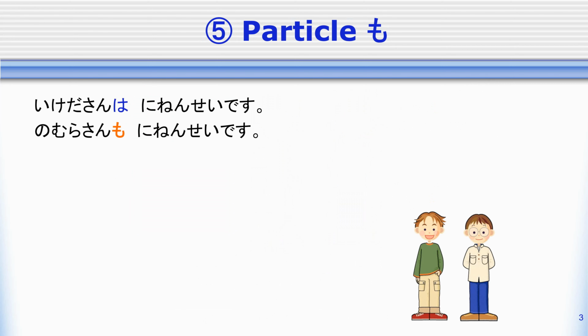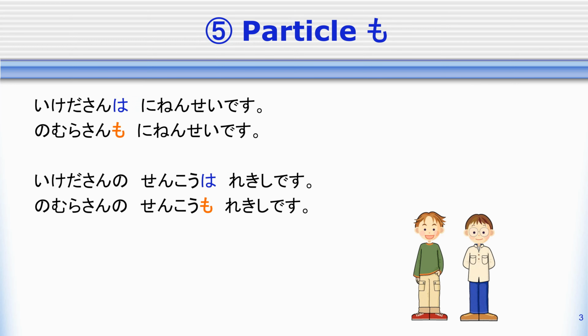So, Ikeda-san は2年生です. Nomura-san も2年生です. Ikeda-san の専攻は歴史です. Nomura-san の専攻も歴史です. This も is a lot like the English word too or also. We use も to indicate that something about Nomura-san's information is the same as something about Ikeda-san's information.